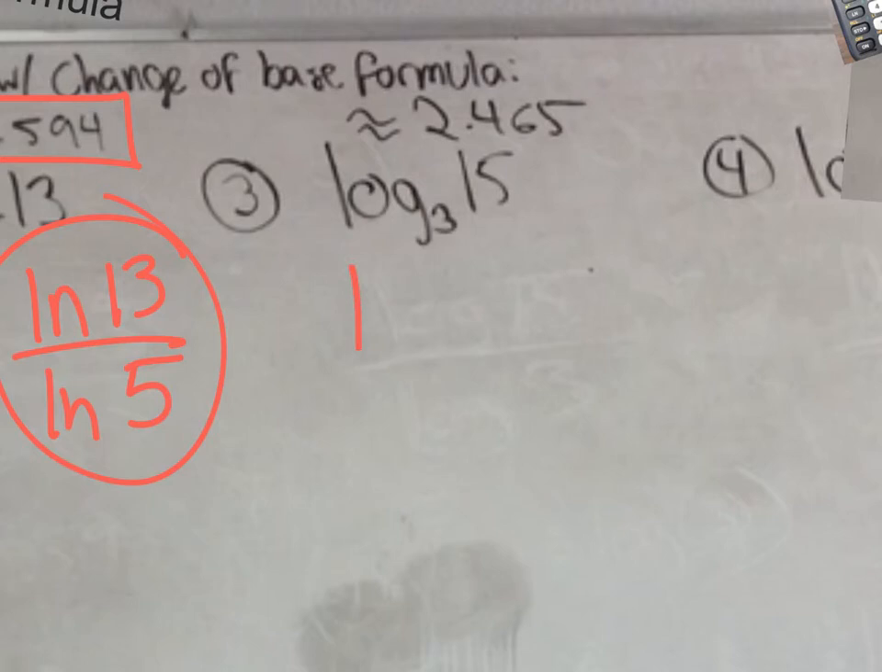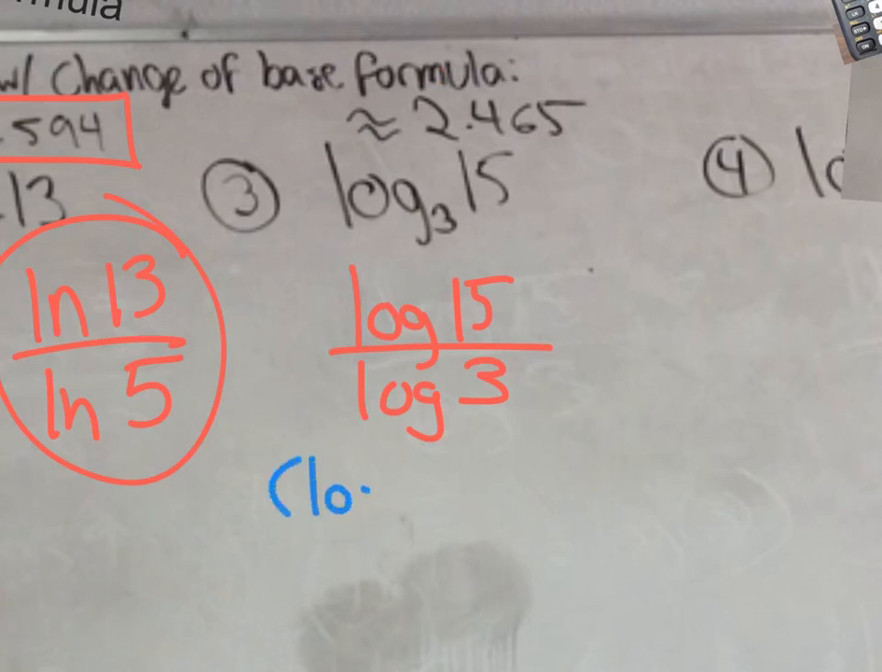Okay. Number 3, you could use the common log button if you want. That's going to be common log of the big number 15, which is further up, over common log of the little number, which is now a regular number in the denominator. Okay, so if you type both of those into the calculator, you'll be able to get the decimal answer, which is up here, 2.465.